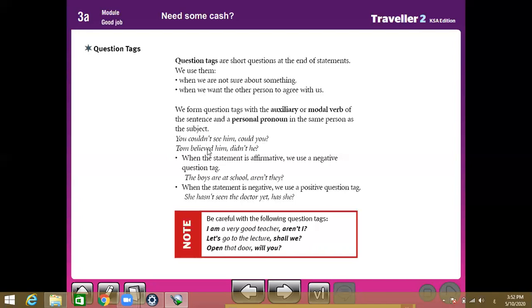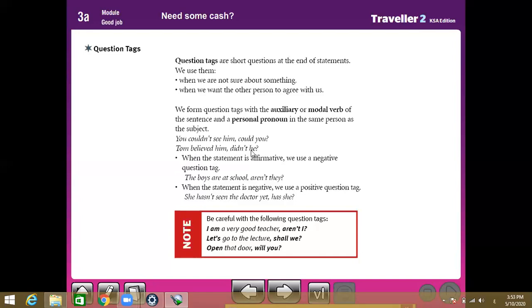Number two, Tom believed him. This sentence doesn't contain any auxiliary or modal verbs. What should we do? Here, this verb is a main verb and it's in the past, believed. So you should use did. But the statement is affirmative, so you should use a negative question tag, didn't. And Tom is a boy or a man, so you should use the subject pronoun he. Didn't he?